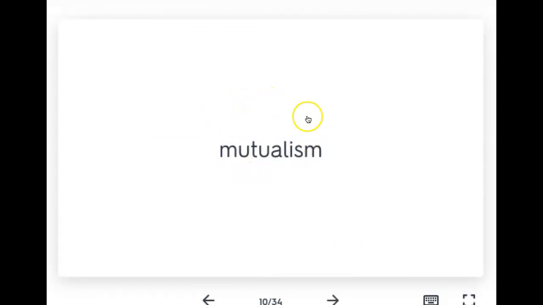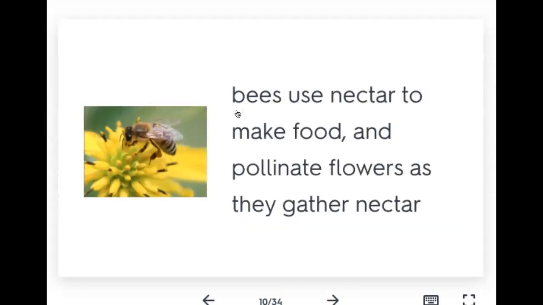Mutualism. Mutual is a reference to both parties being involved. So mutualism is going to be a symbiotic relationship where both organisms benefit. And an example of that is going to be flowers and bees. So bees will be able to get onto the flowers and collect the pollen, and they use that nectar in order to make food. And that also is going to be beneficial to flowers because it will allow the bees to pollinate the flowers.